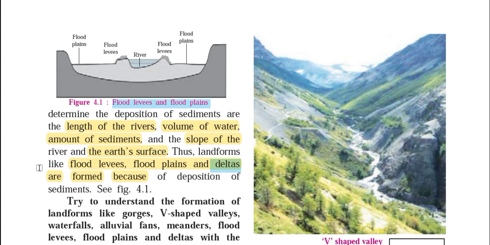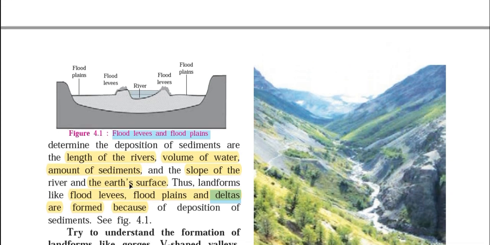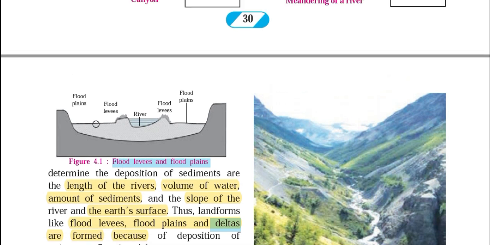Landforms like flood levees, floodplains, and deltas are formed because of this depositional work. Remember here, you can see the flood levees, here, this one and this one. The hill-like structure near the river bank is known as flood levees. It is formed because of the depositional work, and during a flood the river water crosses these levees. River water breaks these levees and expands in this particular region.